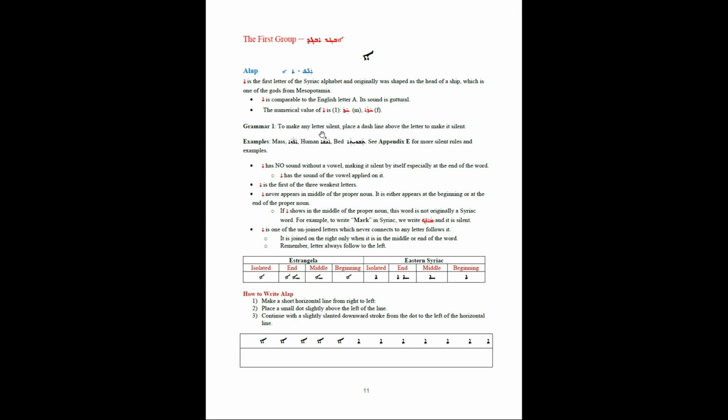Okay, the first letter in the Syriac Eastern alphabet is Alap. Again, I'm not going to go over every single thing in this page. We're going to try to move on, and you can pause the video whenever you want to read the details. Alap is an A in English, and the numeric value for Alap is 1. Again, that is the numeric value, not the sound.